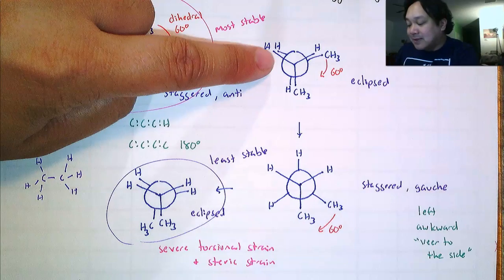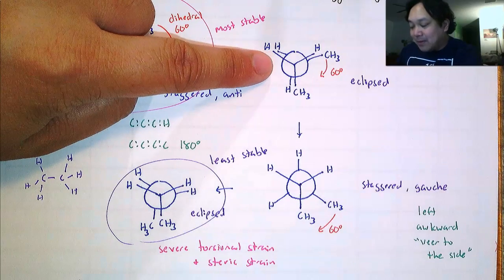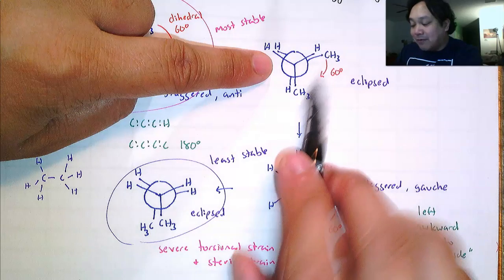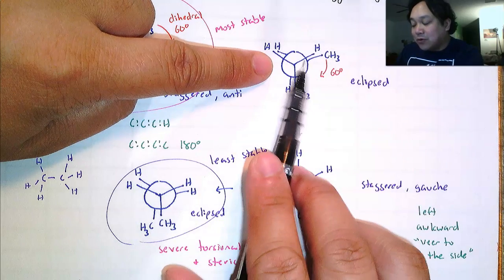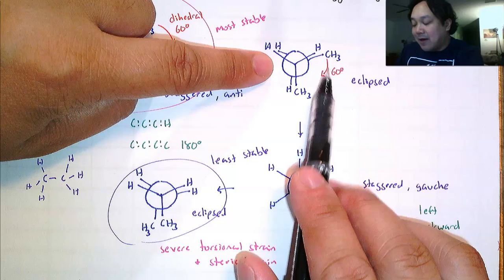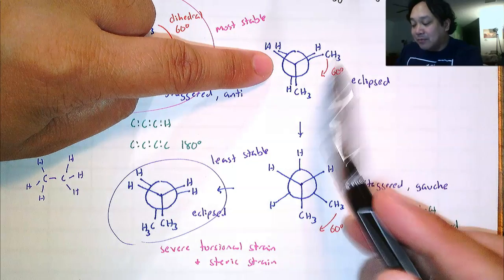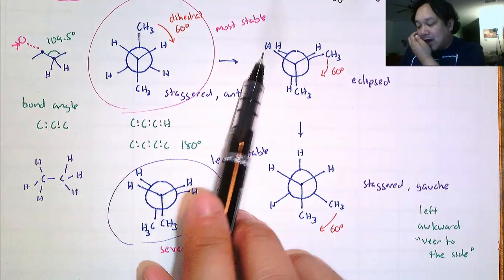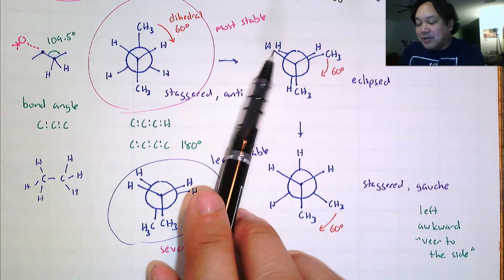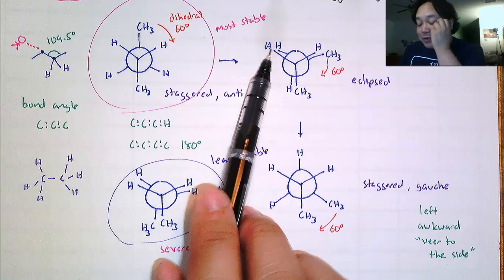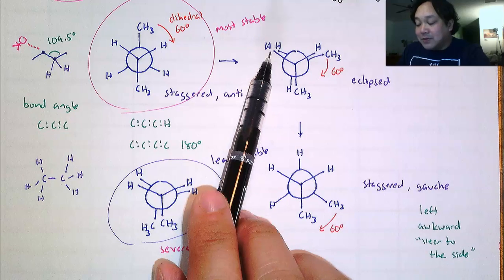This one is less bad because, see, the two methyl groups are at least far apart from each other. You still have torsional strain, but at least we don't have steric strain between the two methyl groups. These two hydrogens don't have steric strain because they're tiny. They're not literally bumping into each other, even though on paper they look really close.